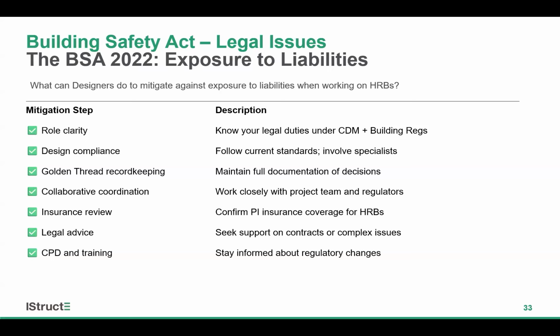So I recommend you liaise with your broker to ensure you have the correct cover for higher risk buildings. In particular, as a structural engineer, you'll often have to provide collateral warranties to other third parties, and so you must ensure that you have sufficient PI cover in relation to those specific warranties. And you must stay informed by attending CPD courses and training to stay informed about regulatory changes and to improve your skill sets and knowledge, and importantly, to keep a record of that training.